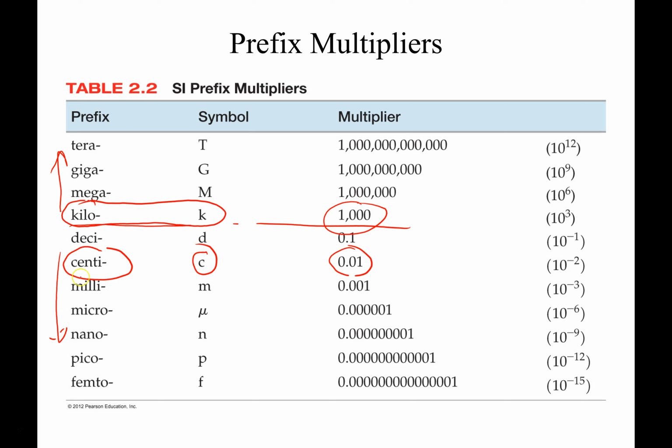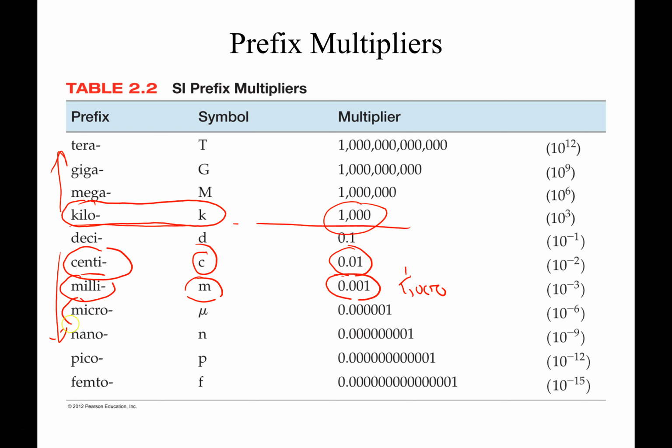The next one is also small, milli. The symbol for milli is a lowercase m, and that means 1/1000th. Milli was 1/1000th. All right. The last one is underneath milli.